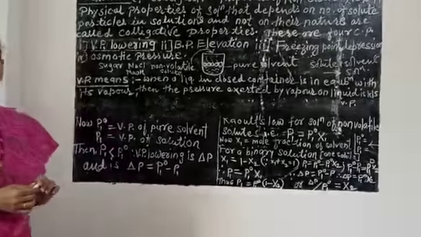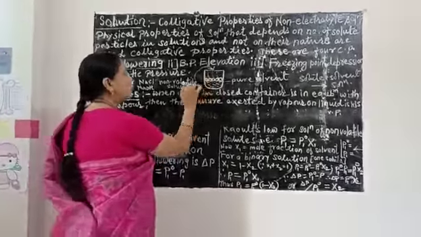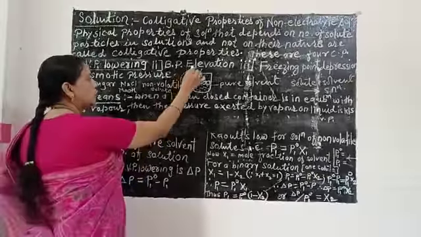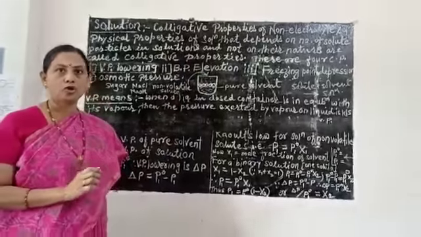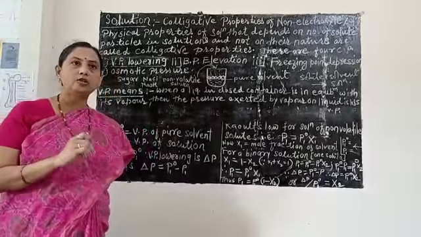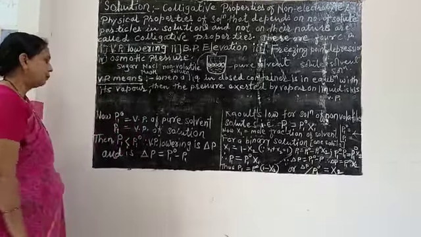The concept of lowering in vapor pressure. We have imagined a closed container in which pure solvent is present. When non-volatile solute is added to the pure solvent, the vapor pressure of the pure solvent in the solution is lowered. We have seen this.